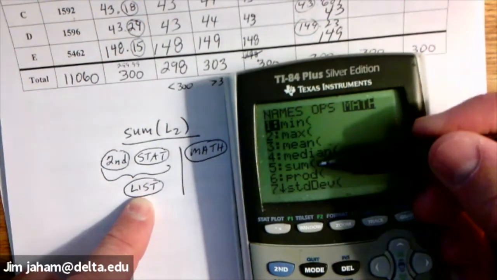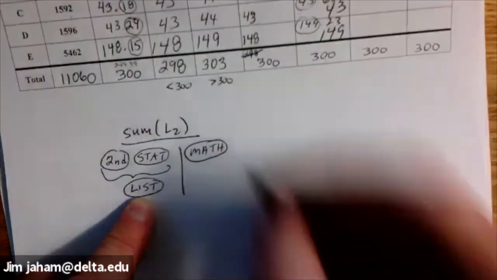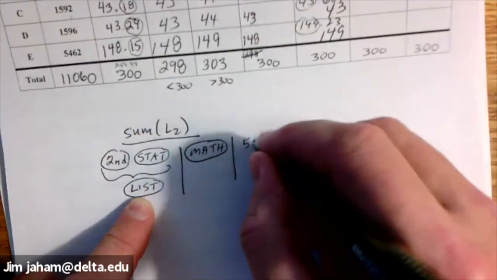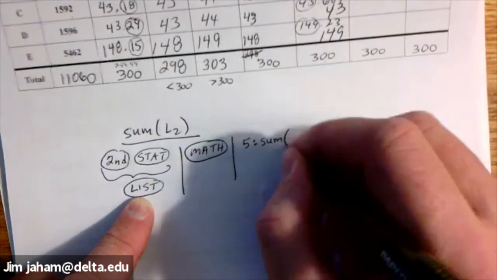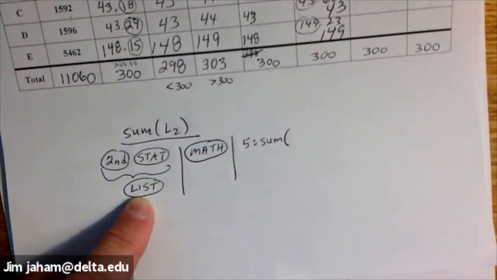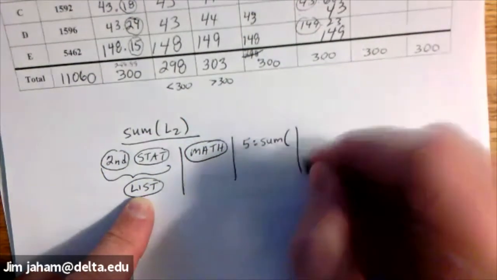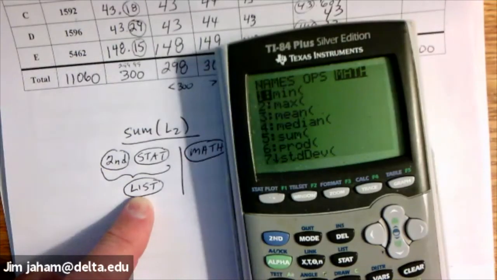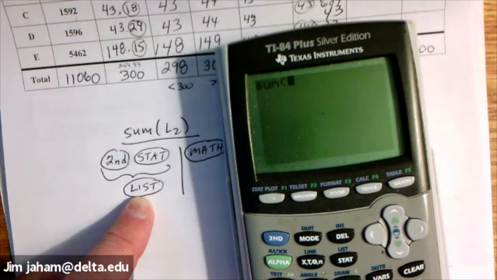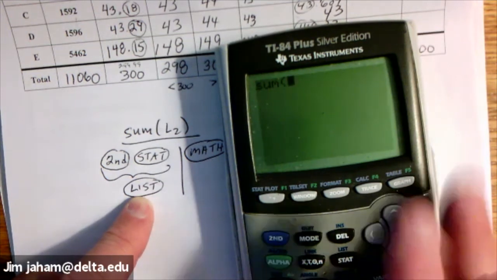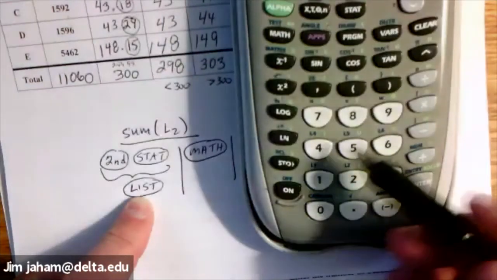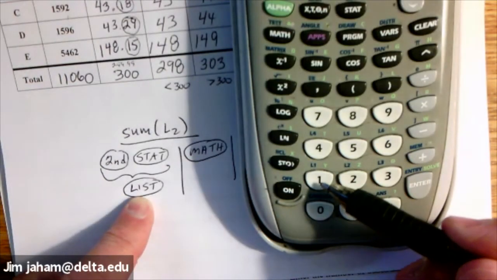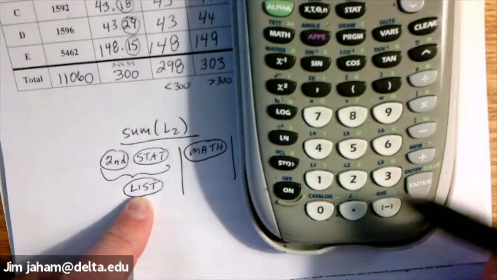And then option number 5 is sum. So that goes to your home screen. And then you have to tell it what list you want to add together. So remember, all the lists are down here. Right above number 1 is L1, right above the number 2 is L2, and so on.